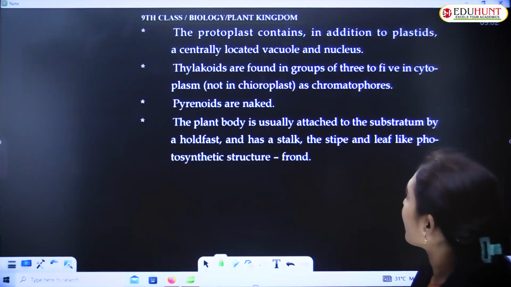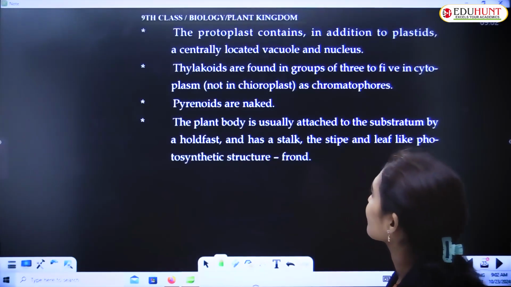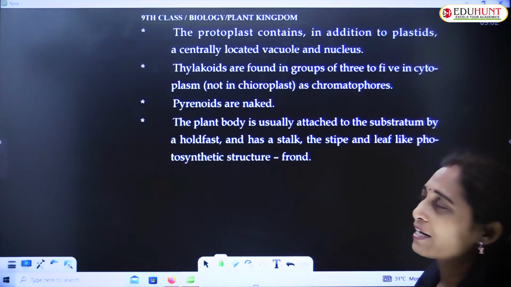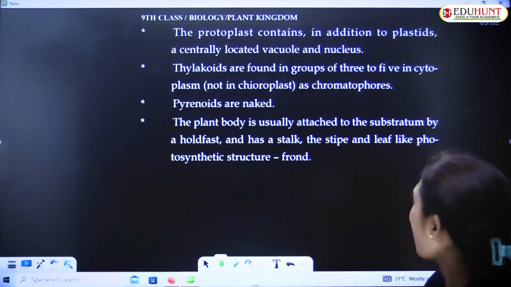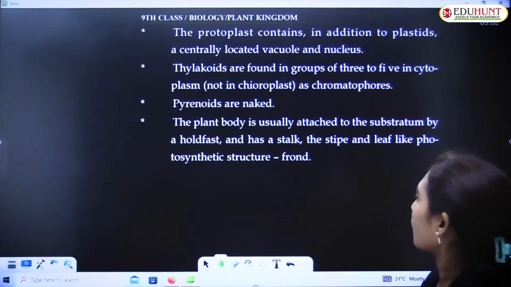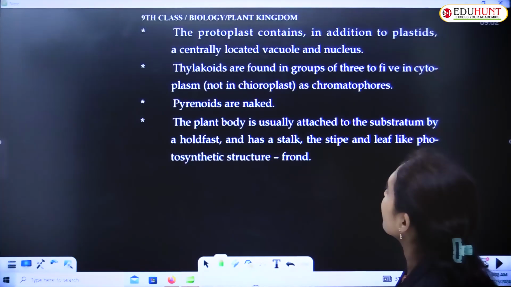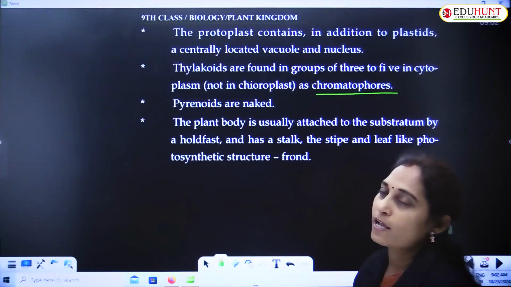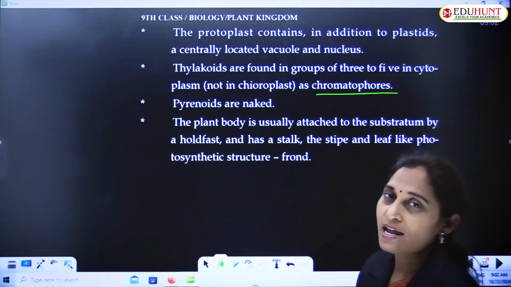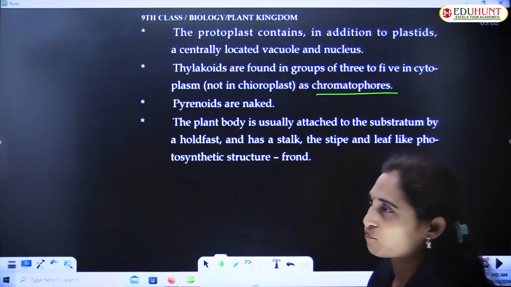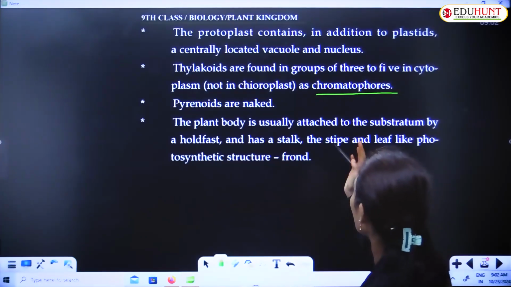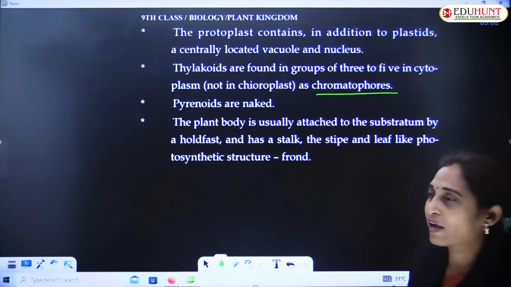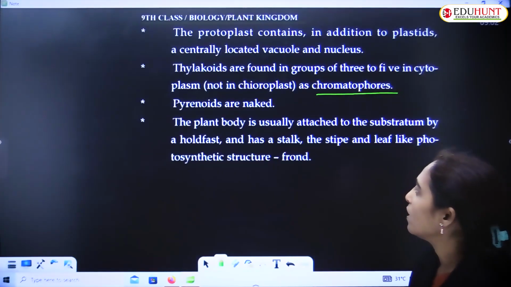The protoplast contains, in addition to plastids, a centrally located vacuole and nucleus. Thylakoids are found in groups of 3 to 5 in the cytoplasm and not in chloroplast as chromatophores. యాక్చువల్గా క్లోరోప్లాస్ట్లో థైలకాయిడ్స్ అన్నీ కూడా గ్రానాలాగా స్టాక్ అయి ఉంటాయి కదా, ఇక్కడైతే జస్ట్ గ్రూప్స్ ఆఫ్ 3 to 5 ఉంటాయి. అండ్ క్రోమాటోఫోర్స్ అని అంటాము. ఈ అగ్రిగేషన్స్‌ని, అగ్రిగేషన్ ఆఫ్ థైలకాయిడ్స్‌ని క్రోమాటోఫోర్స్ అంటాము.